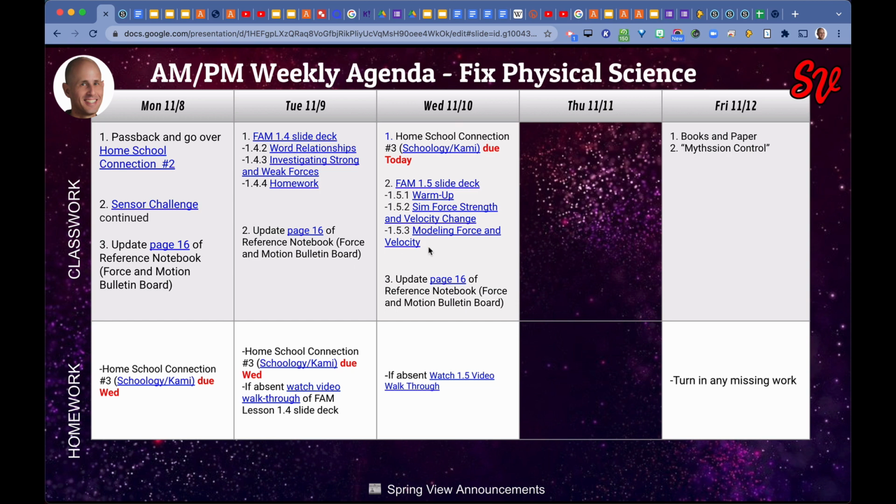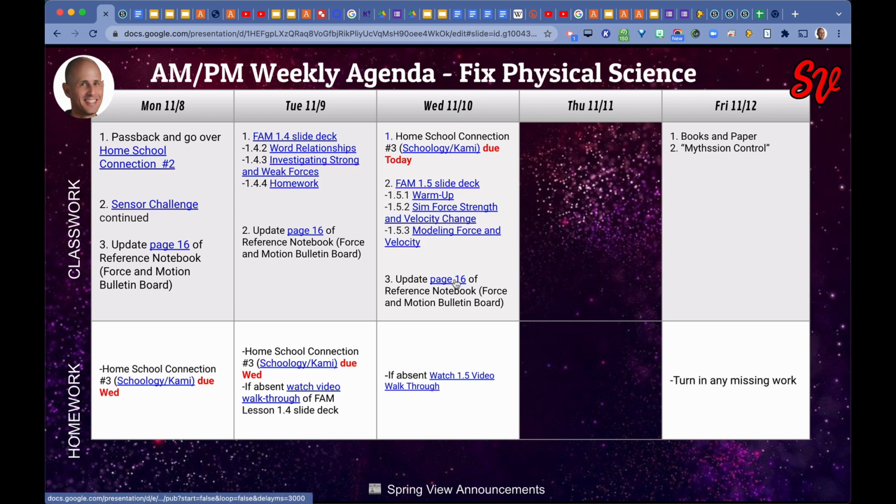Then on Wednesday, we did Force and Motion Slide Deck 1.5, and we did the warm-up and the sim force strength velocity change. We didn't get to modeling force and velocity. We're going to have to do that later. And again, we updated page 16 of our bulletin board notebook, and I'm going to go over that in a little bit. Then on Friday, we did the books and paper activity and the mission control video.